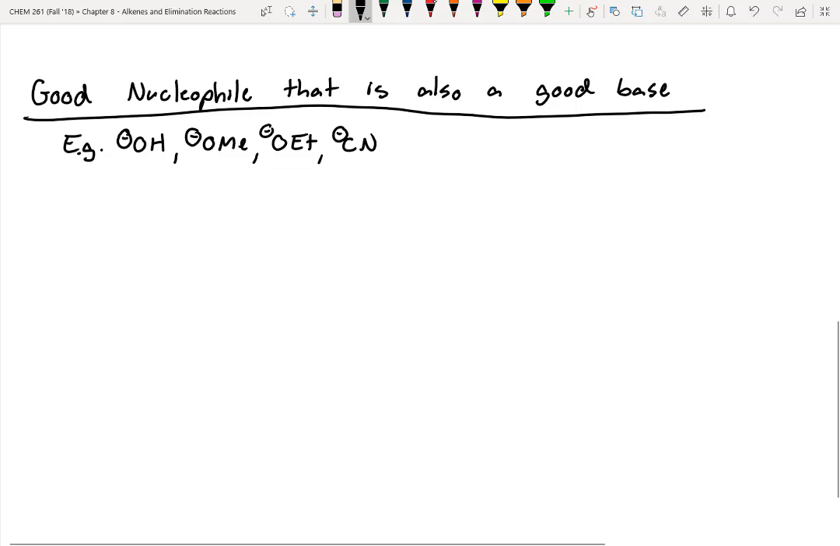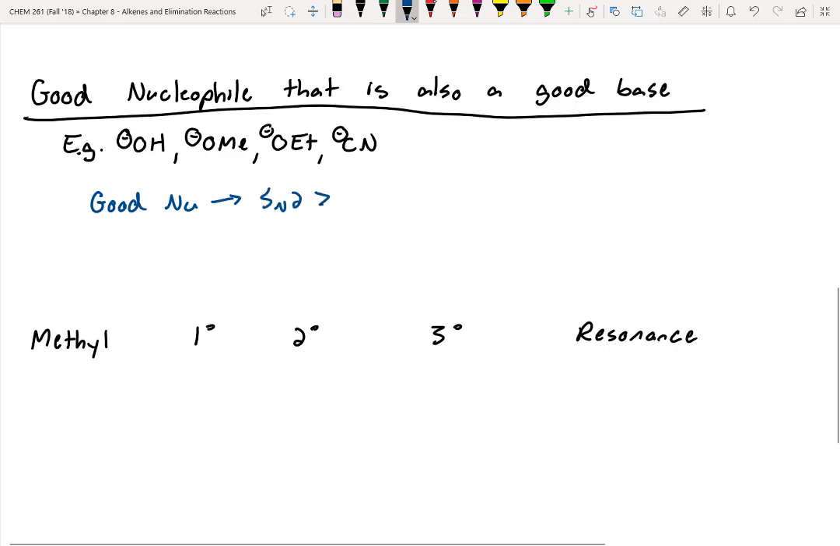All right. So now we're going to do the same trend. Before we do the trends though, I want to predict which reaction pathways are going to be more favorable. So the fact that we have a good nucleophile tells us something. What do you think is going to be more likely? Is it going to be SN1 or SN2 if it's a good nucleophile? SN2. So let's write that down. Good nucleophile. SN2 is favored over SN1.